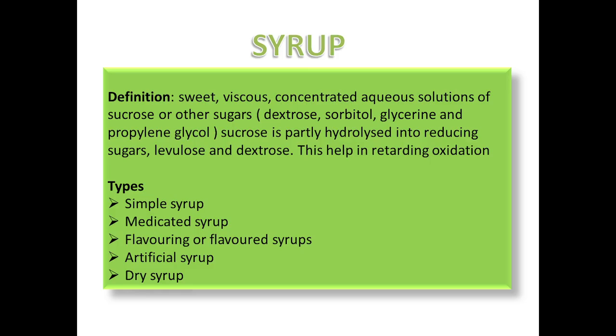Sucrose that is used to prepare the syrup is partly hydrolyzed into reducing sugars such as levulose and dextrose. Levulose is another name of fructose. Sucrose is hydrolyzed into fructose and dextrose, and this helps in retarding oxidation. There are different types of syrup: simple syrup, medicated syrup, flavored syrup, artificial syrup, and dry syrup.